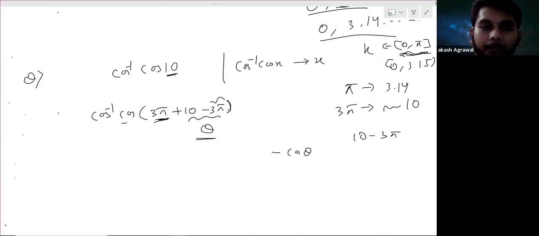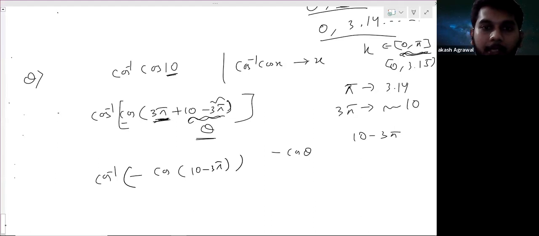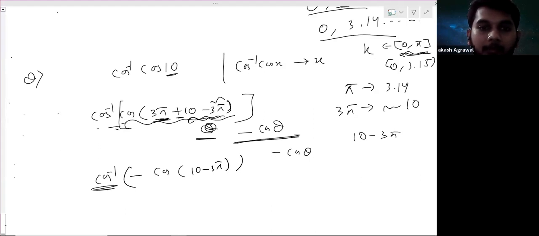So cos inverse, can I write minus cos of 10 minus 3 pi? Yes or no? Not getting this? Okay. See, this is theta. Just look at this: cos of 3 pi plus theta is minus cos theta. So we can replace the whole inner value with minus cos theta. That is what I did. Cos inverse of minus cos. Got it? Yes, sir.